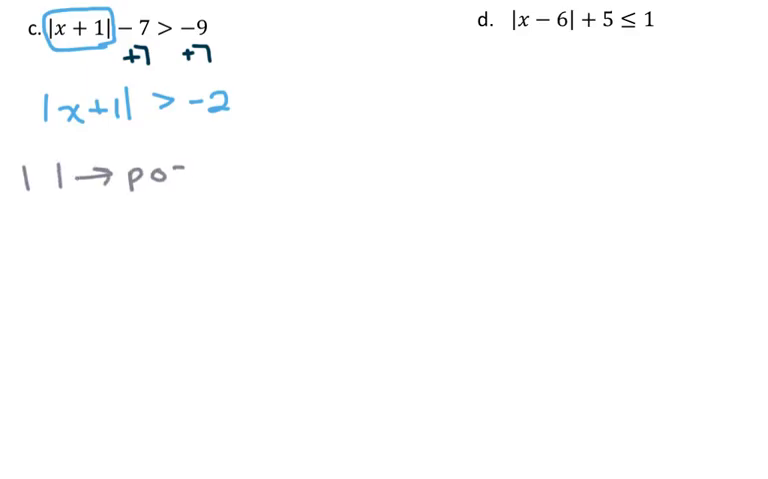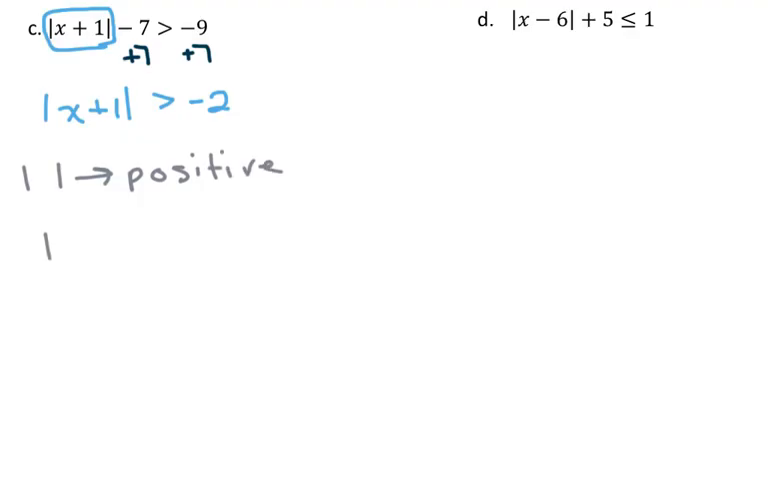Problem C. We have the absolute value of x plus 1 minus 7 is greater than negative 9. To solve this one, we will first have to isolate the absolute value. We will do that by adding the 7. This gives us the absolute value of x plus 1 is greater than negative 2. Remember previously I did say that all absolute values are positive.